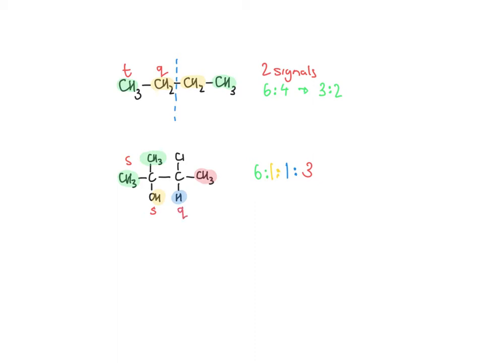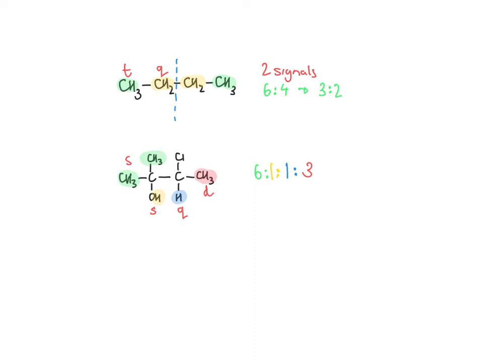And then when we consider the final environment here, this methyl group, we look at what's next door. Well, it's just this carbon, and attached to this carbon is 1 hydrogen. So n plus 1, 1 plus 1 is 2. So we would get a doublet. So we would get 4 signals.